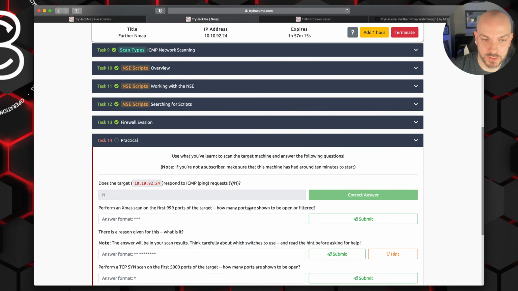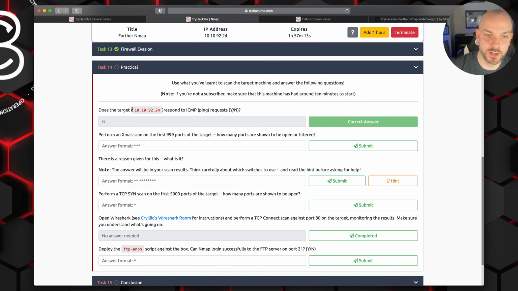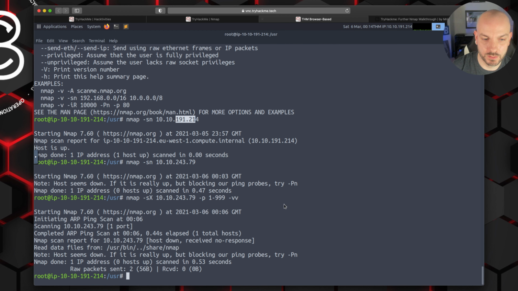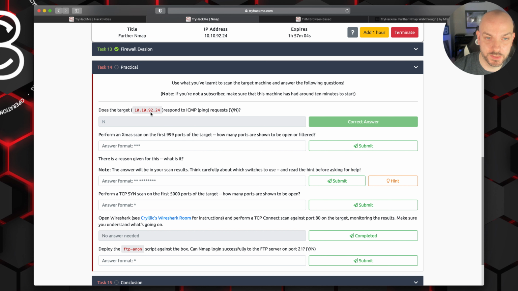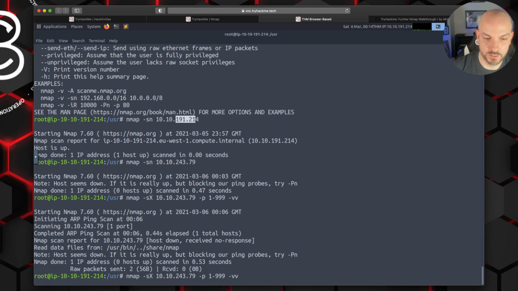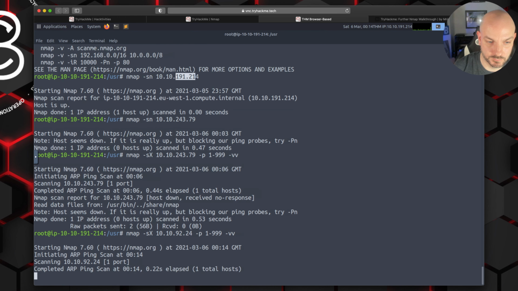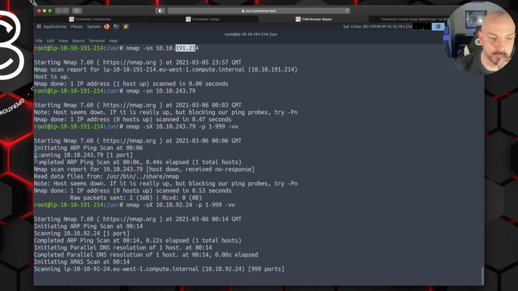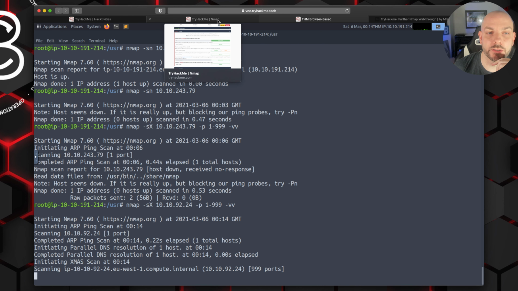So the last practical bit, and now it actually has the IP address of what we needed to use. Okay, so now we can do that Christmas scan again. And we were talking about using 10.10.92.24. And then we're going to let it go through and do its thing here.